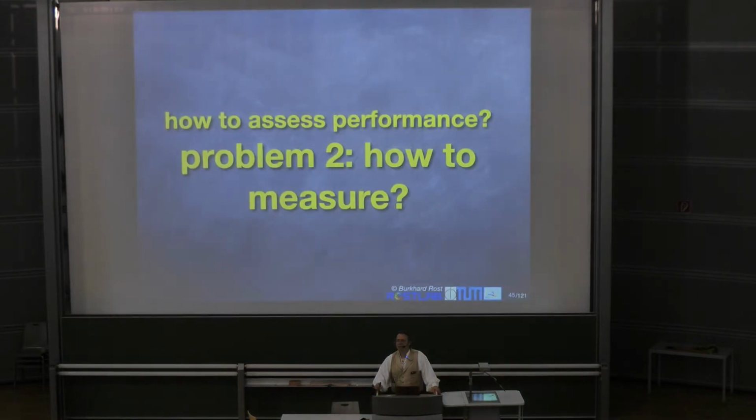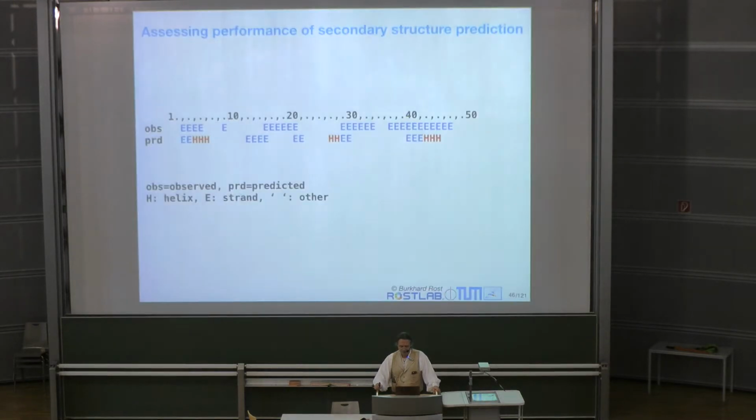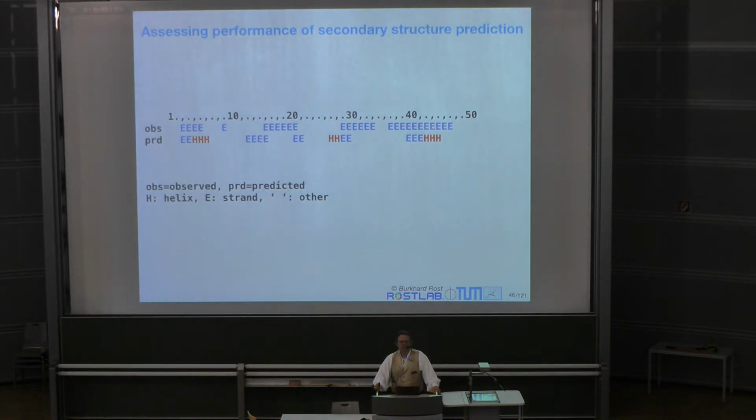That brings us to the next question. How do we assess performance? How well do we do? How can we assess that? Give me numbers. What could you measure? And again, to make it simpler, here's the problem. In this particular case, this is not amino acids anymore. What I have here is an observed string and a predicted string, for instance.